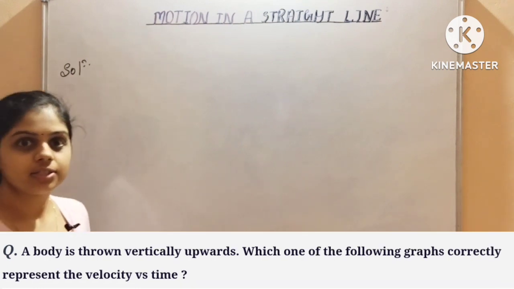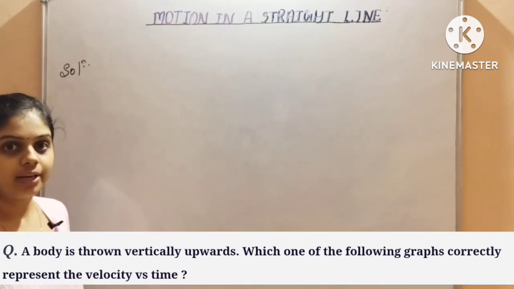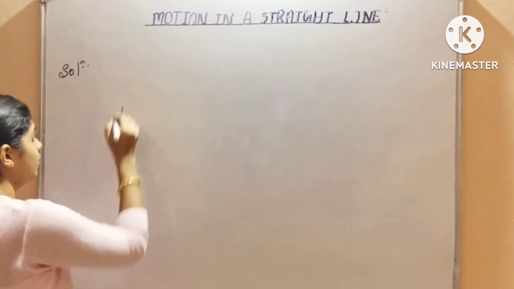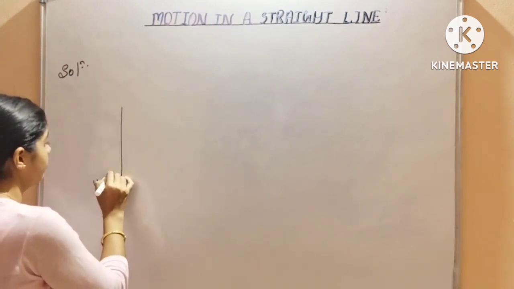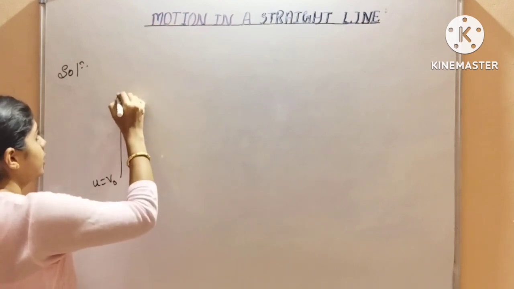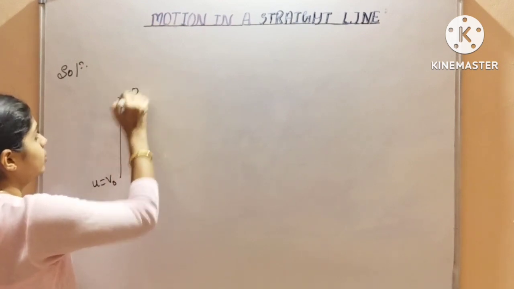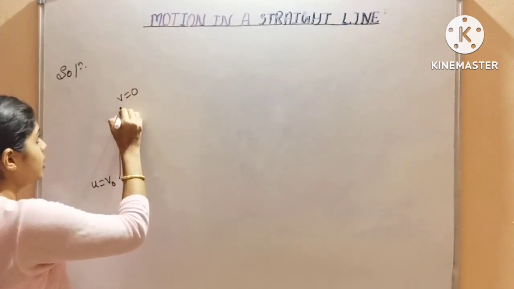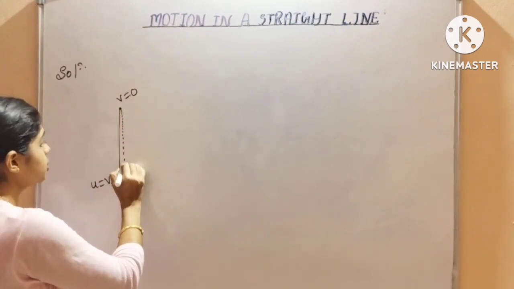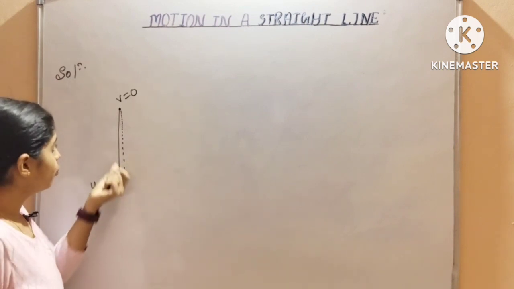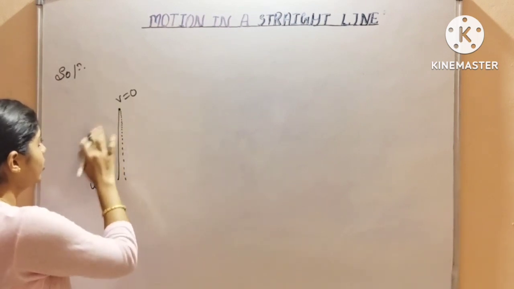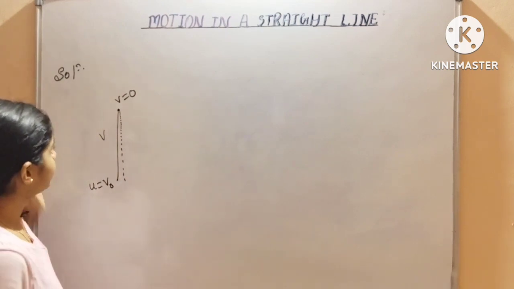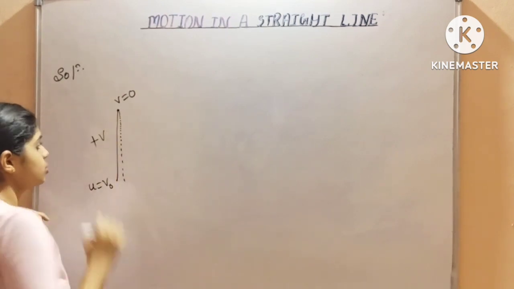Here the body is thrown in vertically upward direction. Let the initial velocity be v0. When the body reaches maximum height, velocity will be equal to 0. After reaching maximum height, body starts to move in downward direction. When the body is moving in upward direction, what happens to the velocity? Velocity is decreasing here, and velocity is taken as positive.